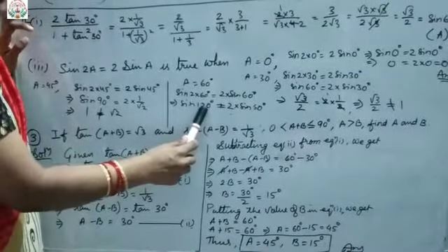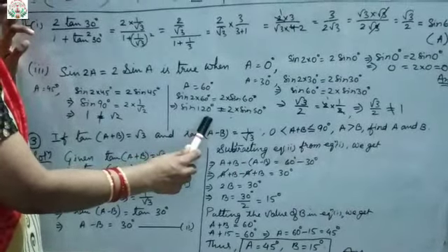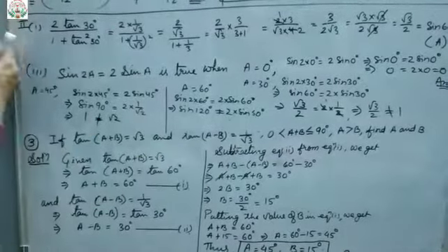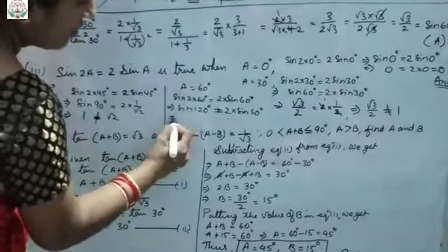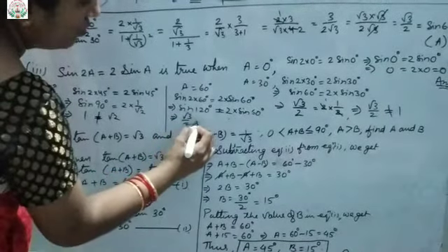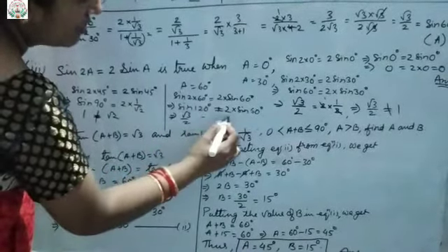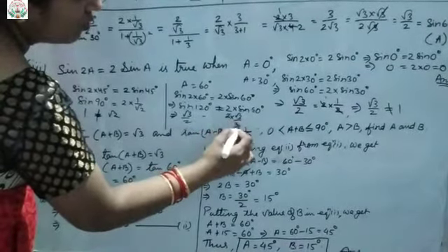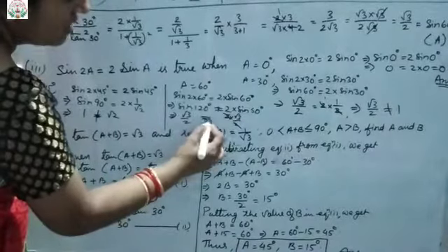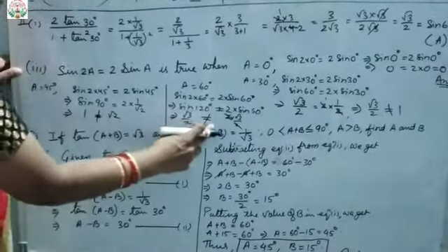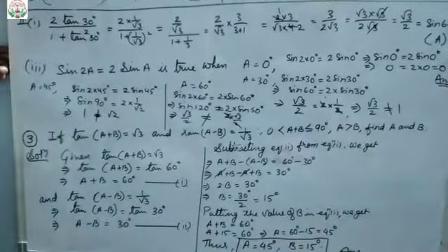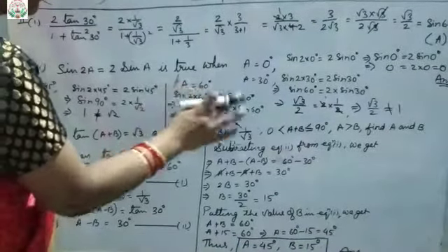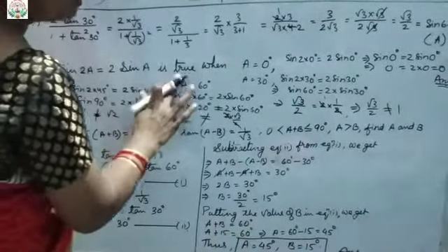So sine 120 is root 3 upon 2, whereas sine 60 is root 3 upon 2 and sine 60 is... here you can write 2 into root 3 upon 2 gets cancelled. So is this equal? Root 3 upon 2 is equals to root 3? No. So it is not equal. That means it is not satisfying the condition. This is not satisfying the condition.